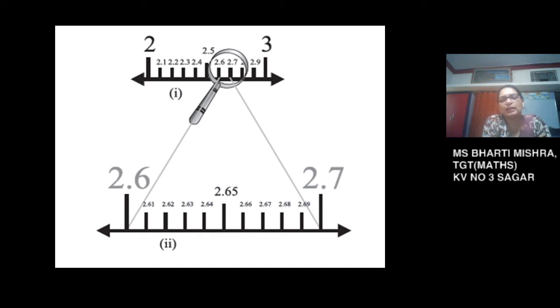Now we are looking at the magnifying view of 2.6 and 2.7. The enlarged view, now we are considering 2 places after the decimal. It comes to be 2.61 till 2.69. The number in between is 2.65. So here 2.66 will be in between 2.6 and 2.67.